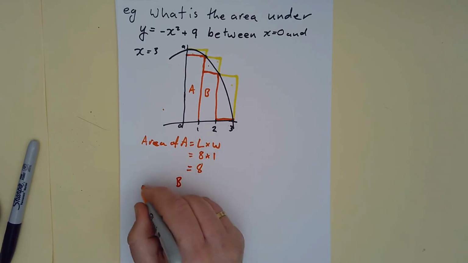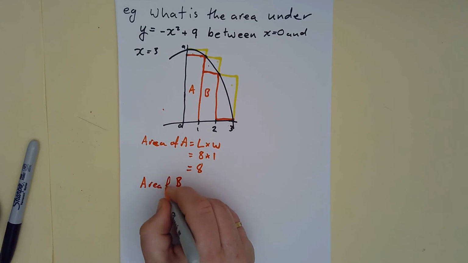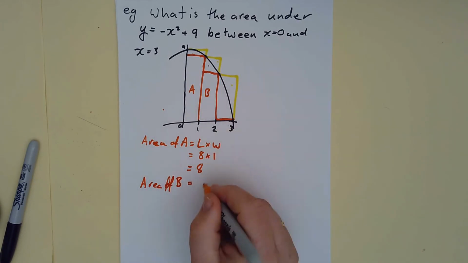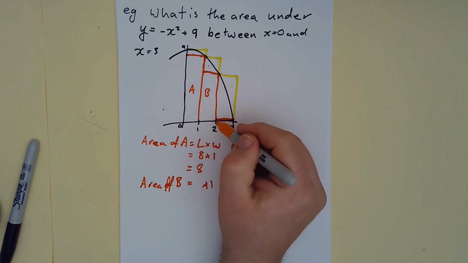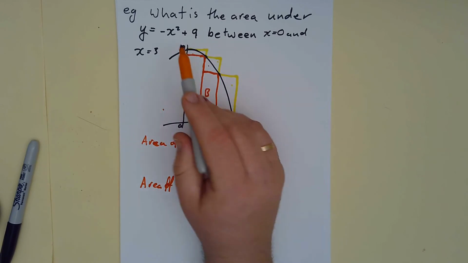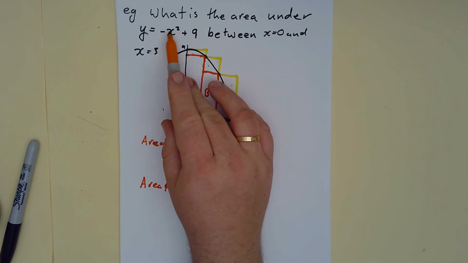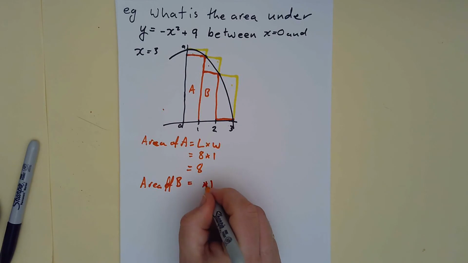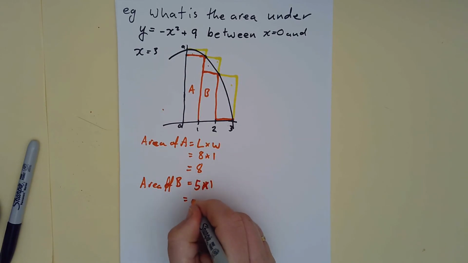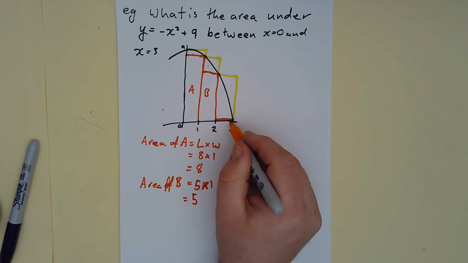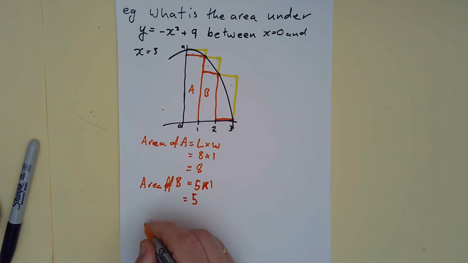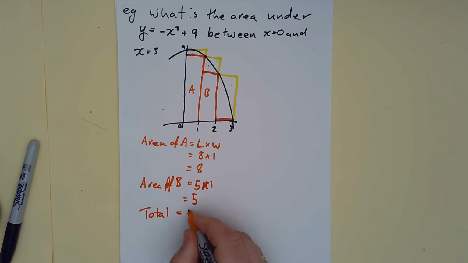And my area of B is going to be similar. Again, it's going to be a width of 1, but here the height is going to be according to where x is 2. So 2 squared is 4, minus 4 plus 9 is 5. So I got 5. And this one's got a height of 0, so that's 0 times 1. It's going to be 0. So my orange area would be 13.